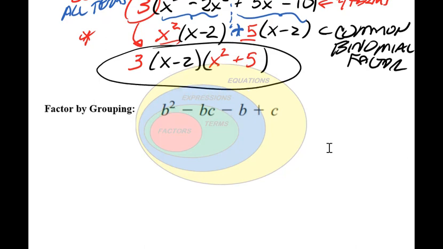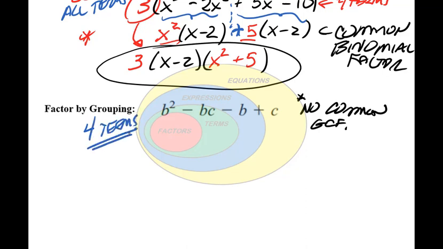We have 4 terms, and there's no common monomial factor, no greatest common factor. We do have the 4 terms, and that's our key to this. We need 4 terms so that we can group and look for binomial factors. For the grouping, I'm going to look at the first 2 terms, and they have a common factor of b, and what's left would be b minus c. If you distribute back, you would get b squared minus bc.